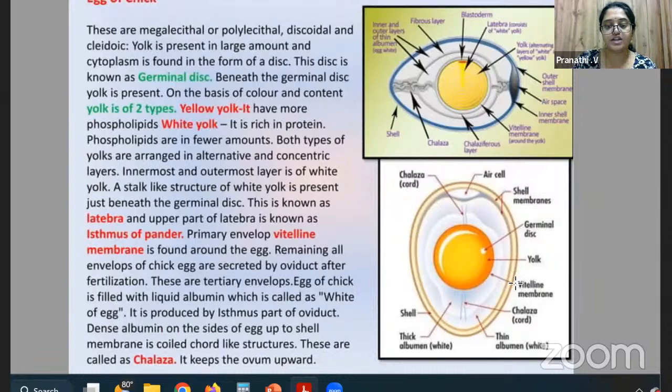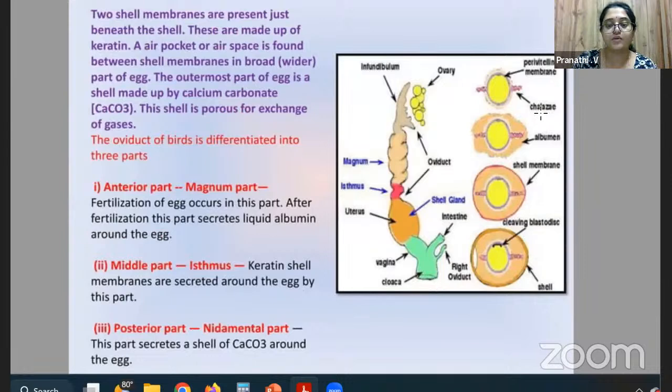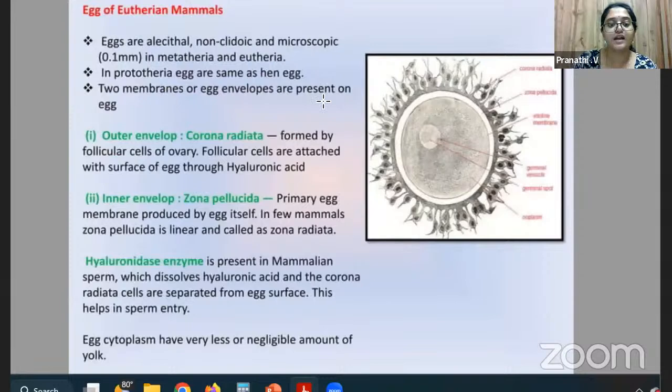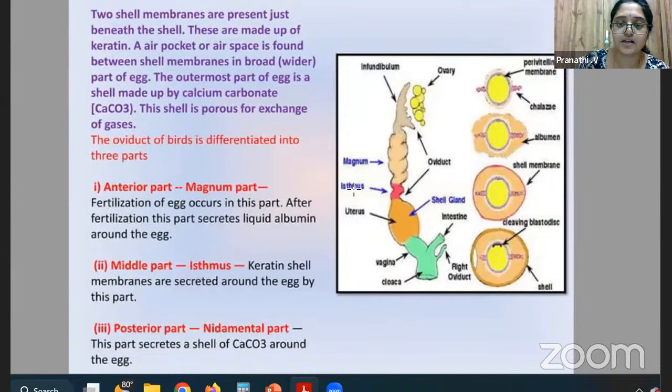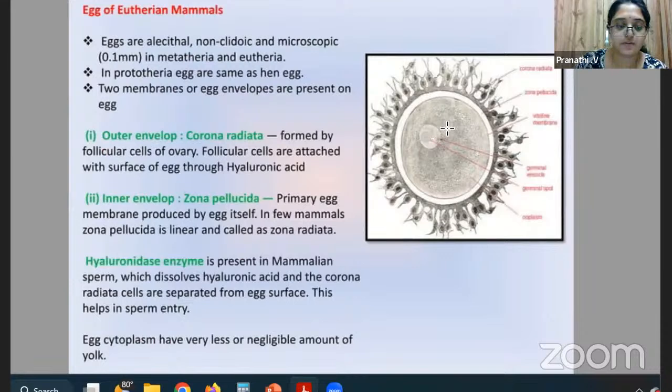And this is how the oviduct and the parts are present. So when it comes to this, these are the eggs of the eutherian mammals, that is the mammals basically. So you have the corona radiata, the zona pellucida, and then the hyaluronidase enzyme tries to penetrate through these layers so that once the sperm enters, there will be fertilization.